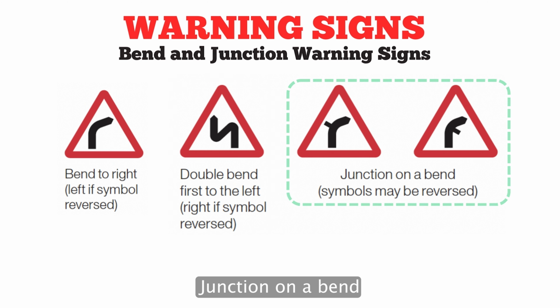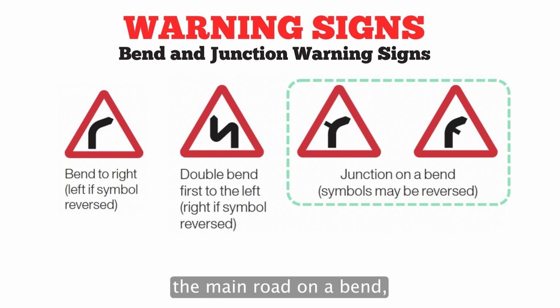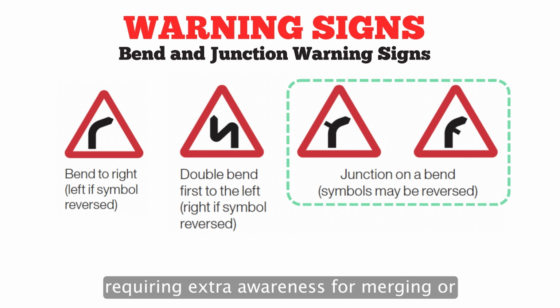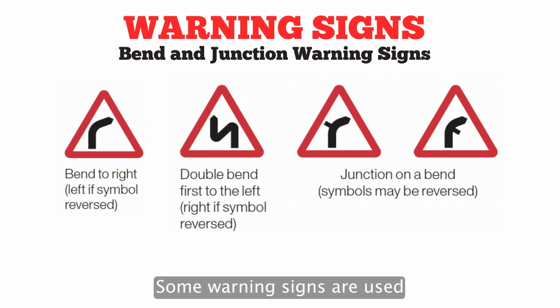Junction on a bend, symbols may be reversed, indicates that a side road joins the main road on a bend, requiring extra awareness for merging or crossing traffic. Some warning signs are used with additional plates to provide extra details.